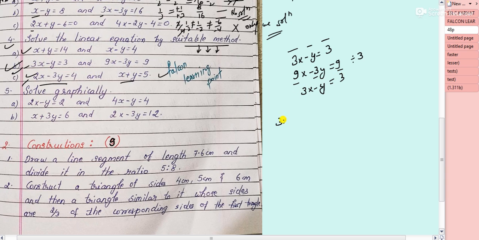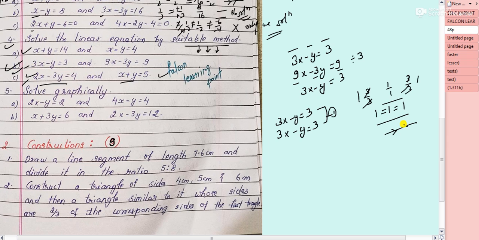So again you will get 3x minus y is equal to 3, and the second is 3x minus y equals to 3. So if you look at the question, both of them look similar, correct? So which type of line do they represent? 3 by 3, 1 by 1, again 3 by 3, correct? So this is 1, this is also 1, this is also 1. So 1 1 1, all of them are equal. It represents which type of line? Coincident. So for coincident we have many solutions, right?